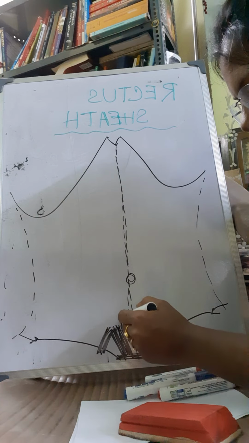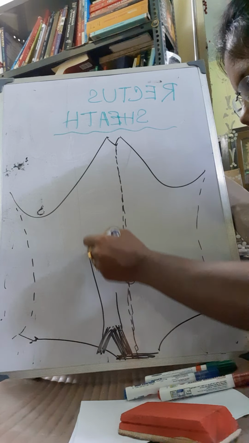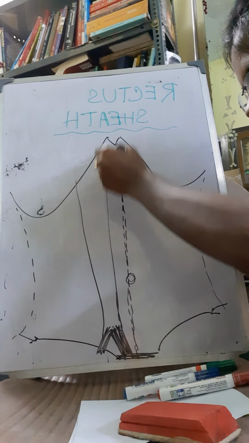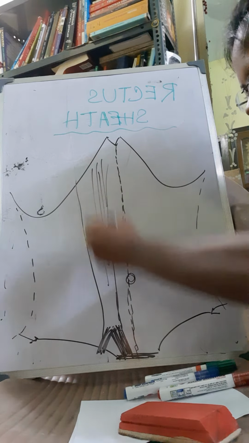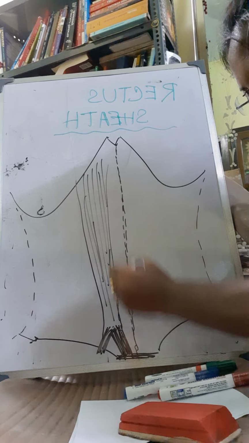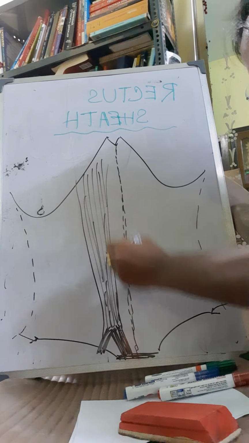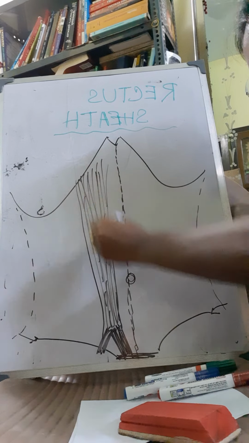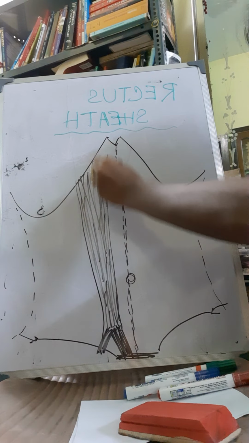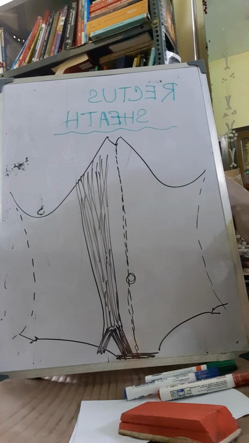Now, both of these heads join with each other and will go upward like this. So, this is the muscle which is going upward, and being a strap muscle, the fibers are parallel with each other. Now, where is it being inserted?